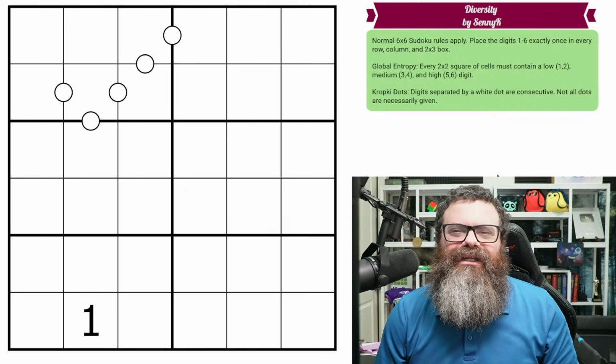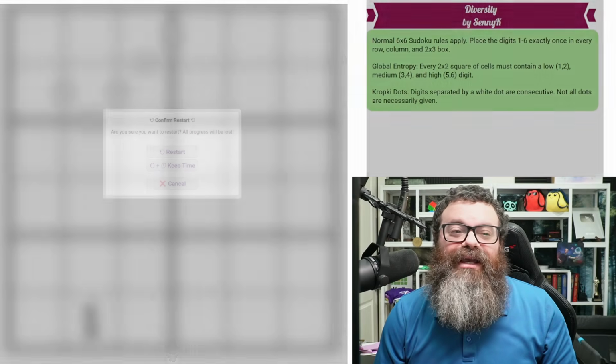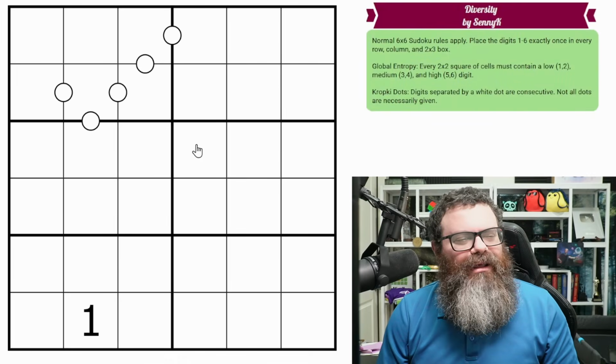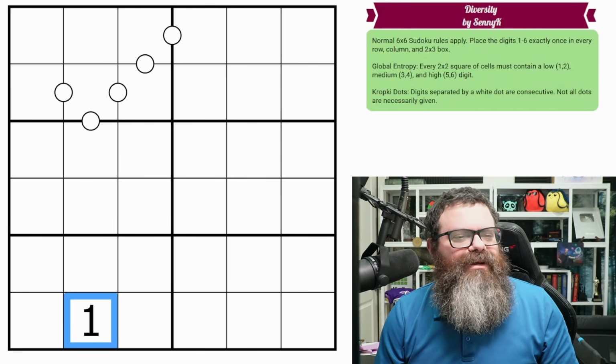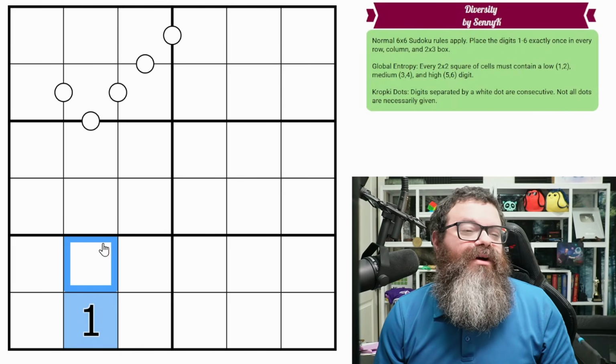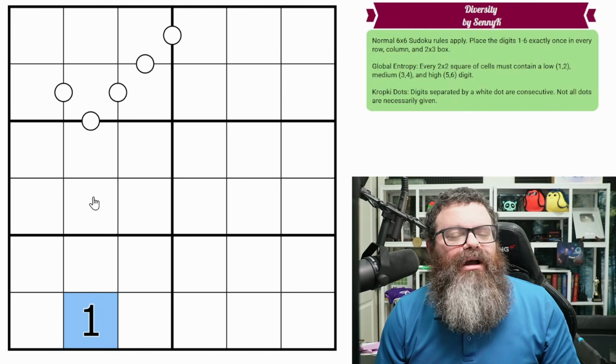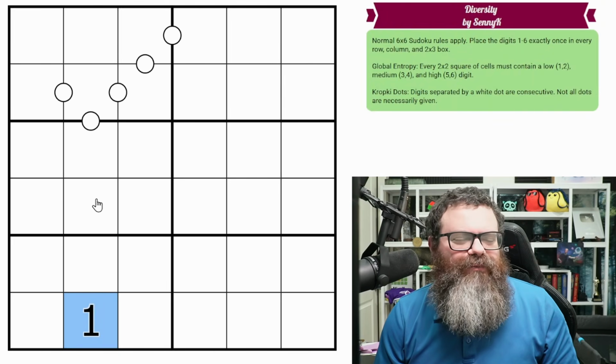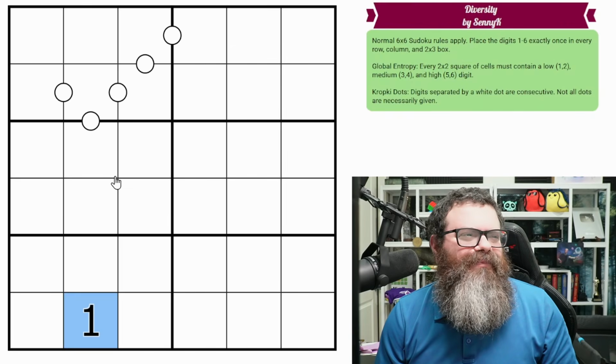All right, and that's it. Those are the rules. There's a link in the description if you'd like to try the puzzle yourself. And I'm going to get started right now. Okay, so I'm going to mark this blue. I'm going to use blue for low, purple for medium, and orange for high. That's the colors I'm used to.